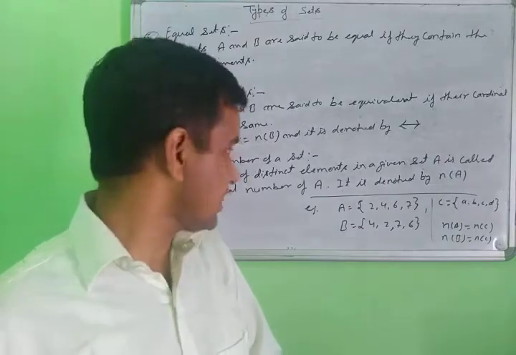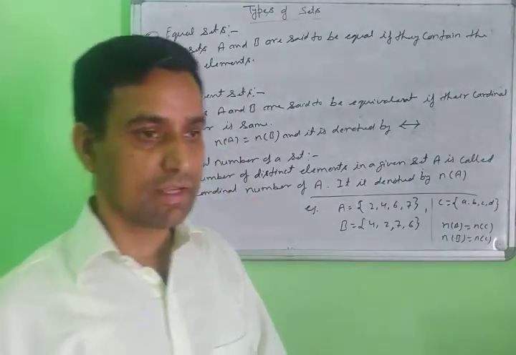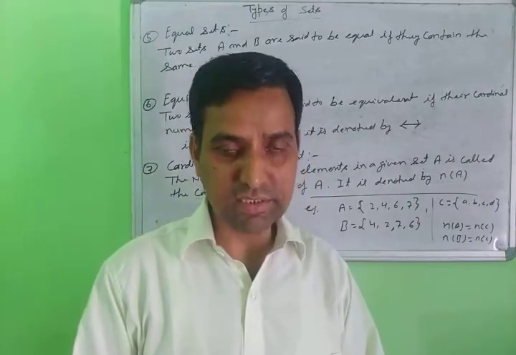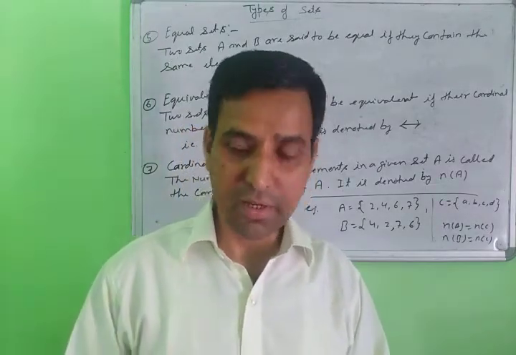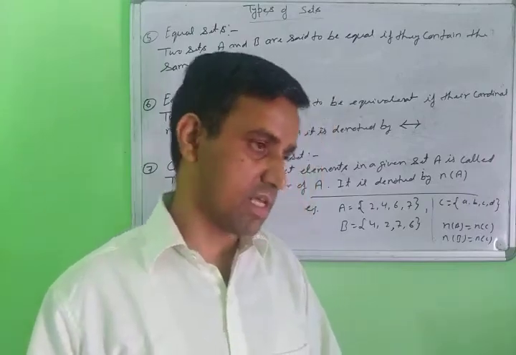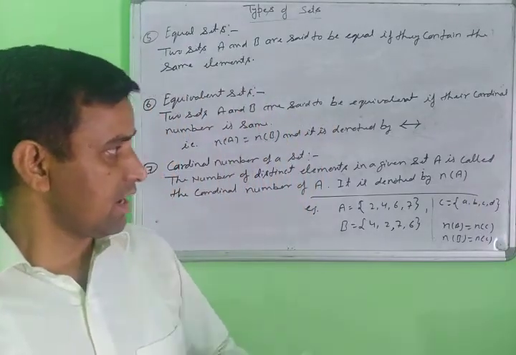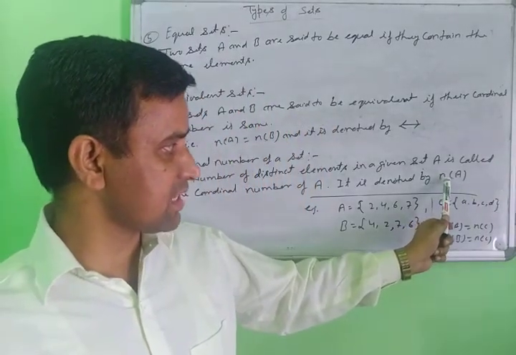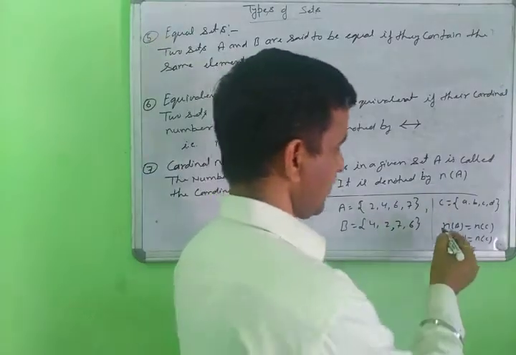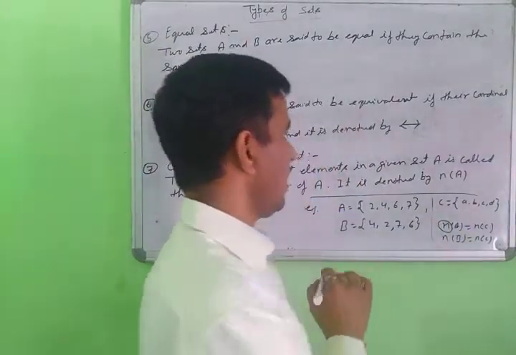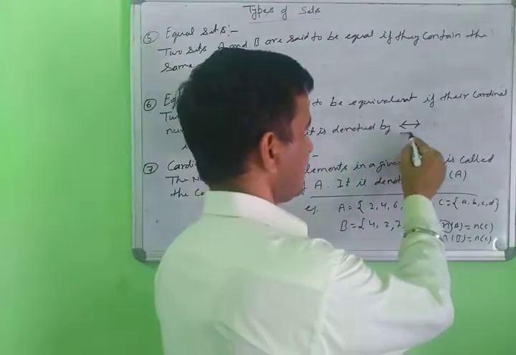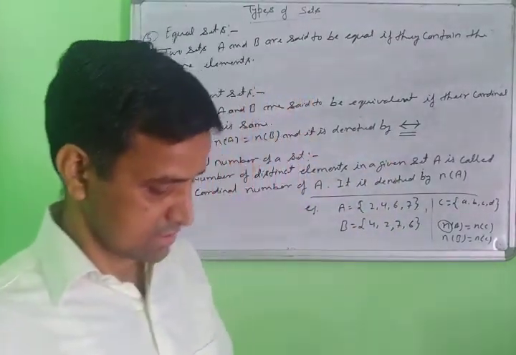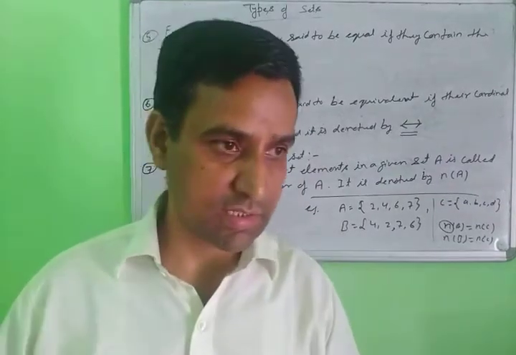And next point here, cardinal numbers are already explained. The number of elements in a set is called the cardinal number. You count the number of elements in a set, then this is your cardinal number. A cardinal number is represented by n, meaning how many elements, n number. Equivalent sets are represented by this symbol. Yes, note down. Then start the exercise.